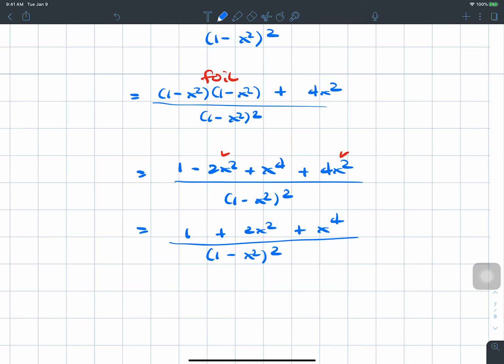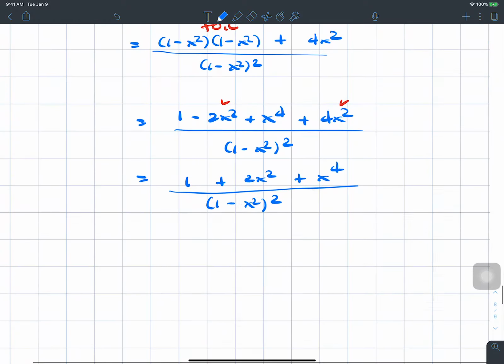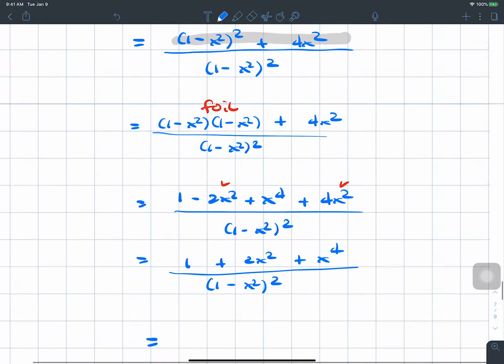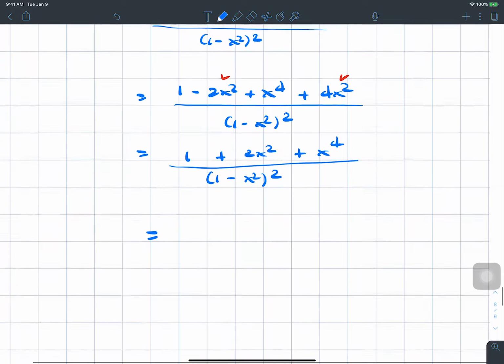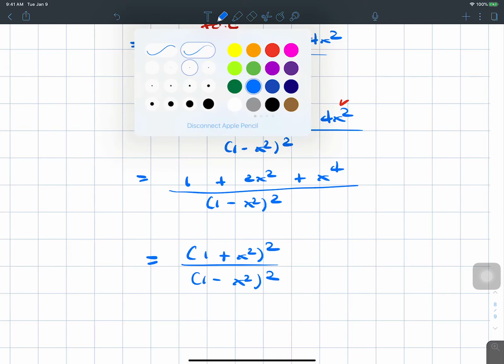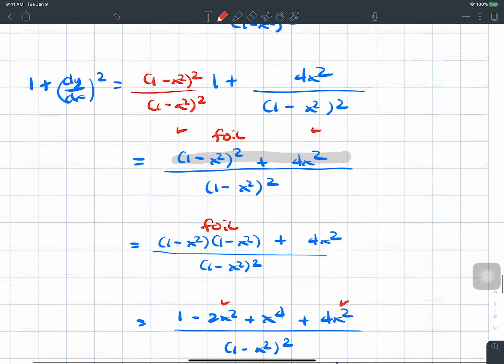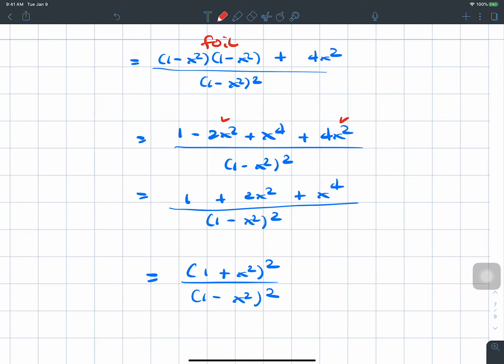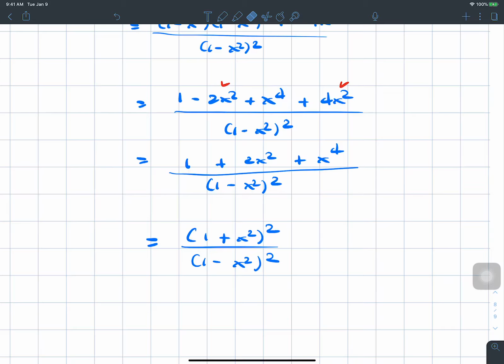Now I'm going to remind you guys, my numerator can be factored. This should look familiar. We got 1 plus 2x squared plus x to the fourth, right? It's a perfect square trinomial, so it factors as 1 plus x squared, squared, over 1 minus x squared squared. Let's double check, yeah. So the numerator is factorable as a perfect square trinomial.